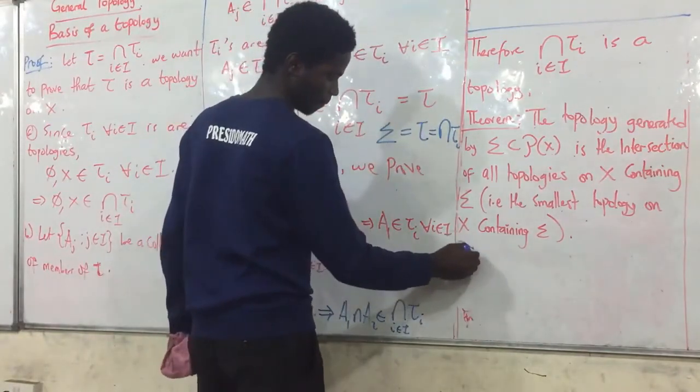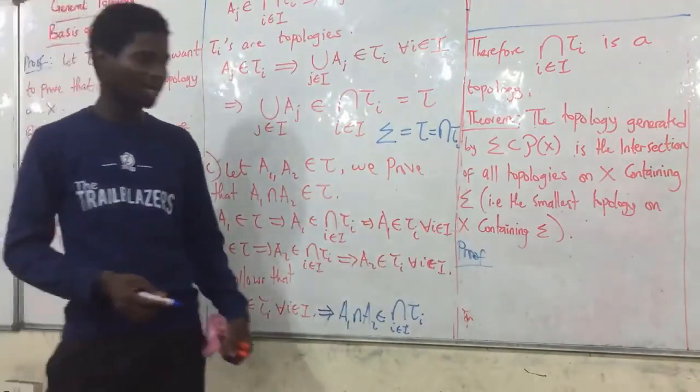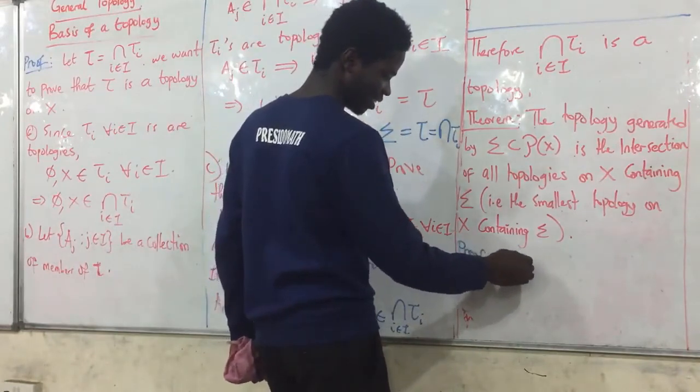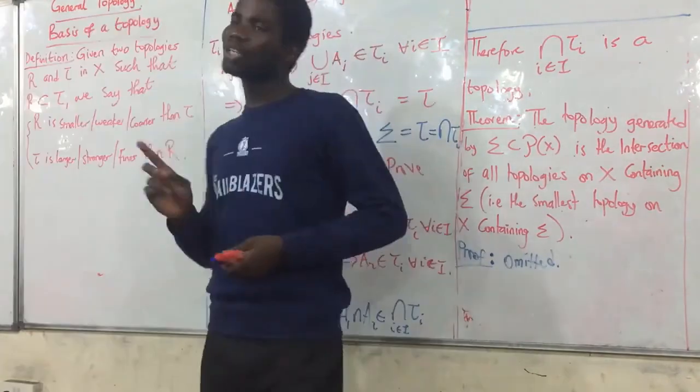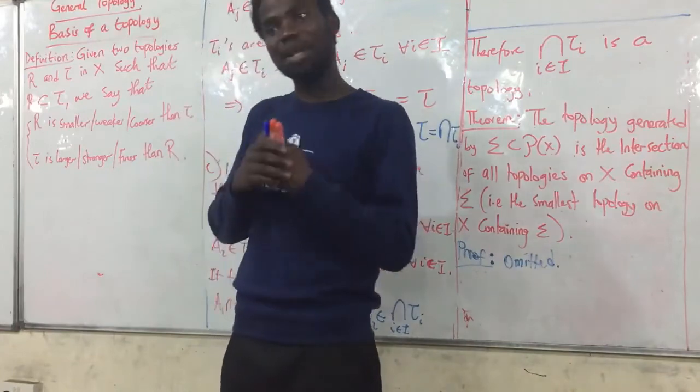We have sigma here. I just remember sigma star. So the topology generated by sigma will not be sigma star. There can be more than one topology on a set or on a space.